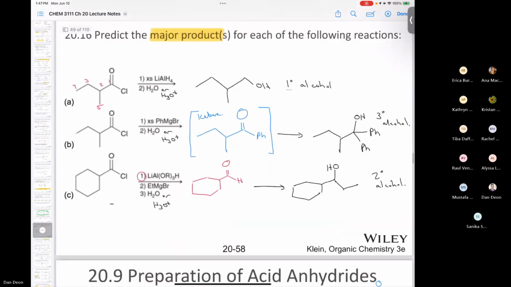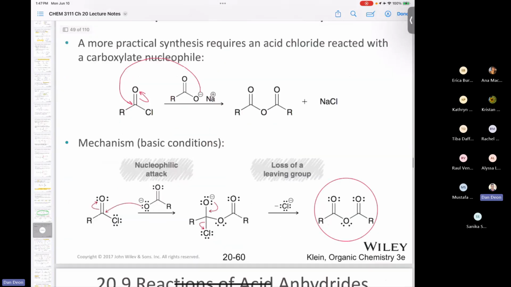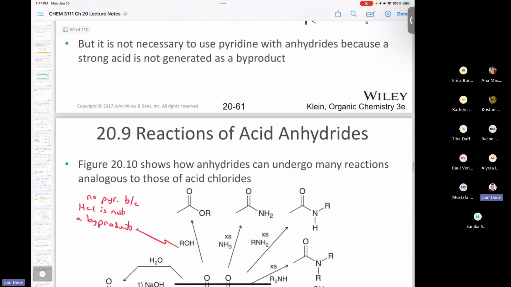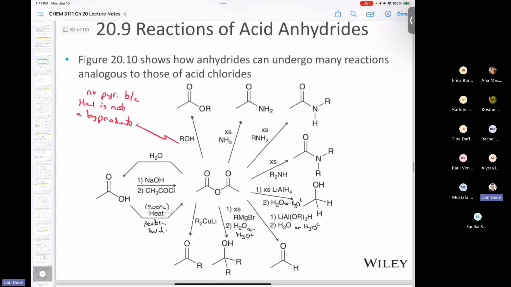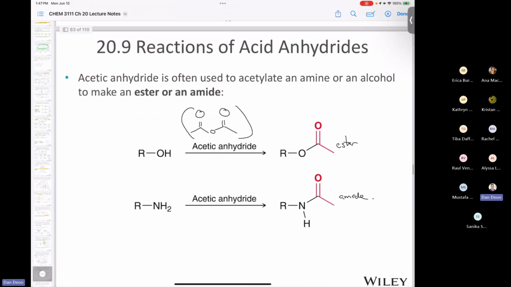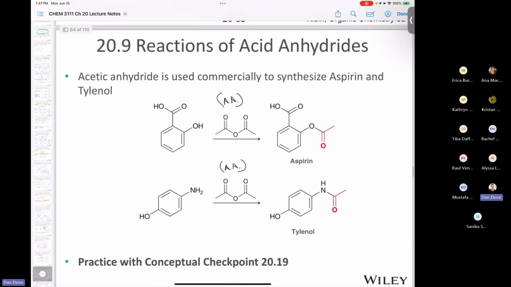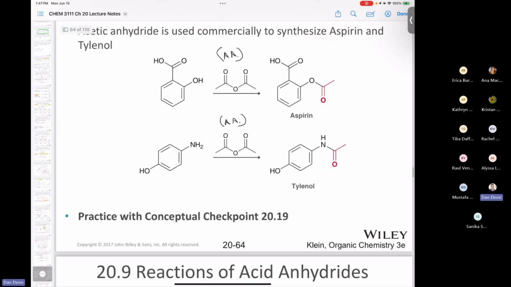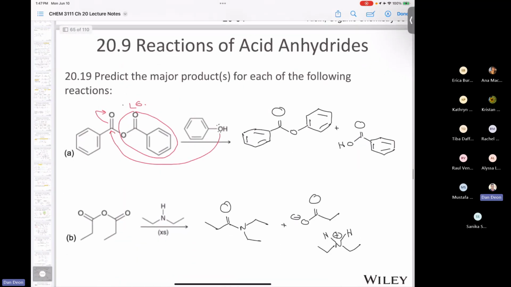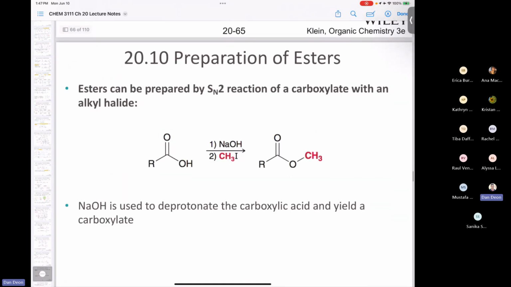Okay. So now that we've uncovered all of this, okay, we've covered all the reactions of anhydrides. We covered acetylation with acetic anhydride. We saw how this is used to synthesize aspirin and Tylenol. We took a look at these two reaction mechanisms here.